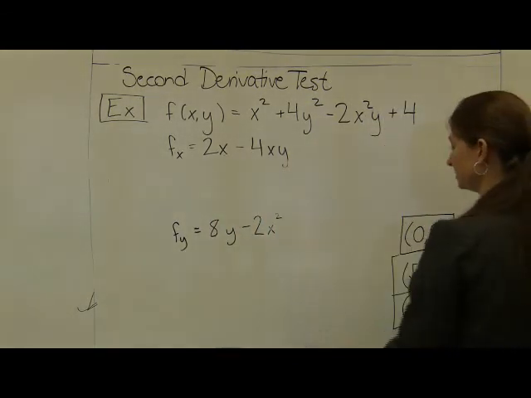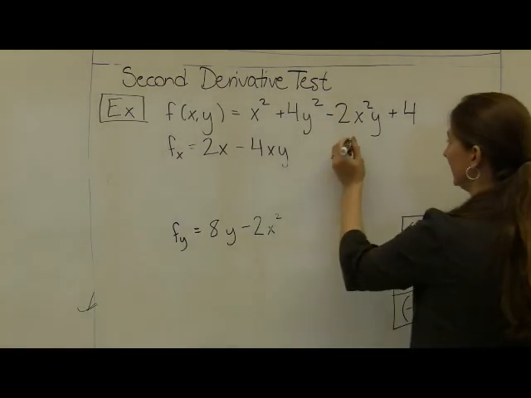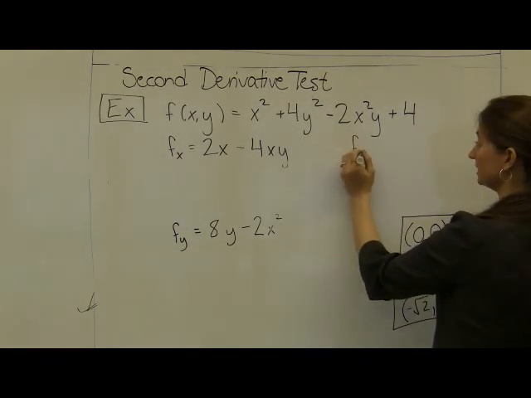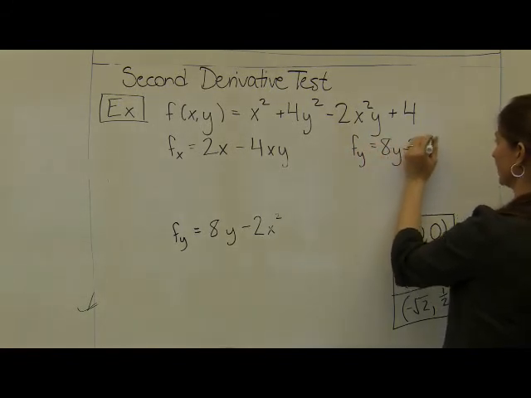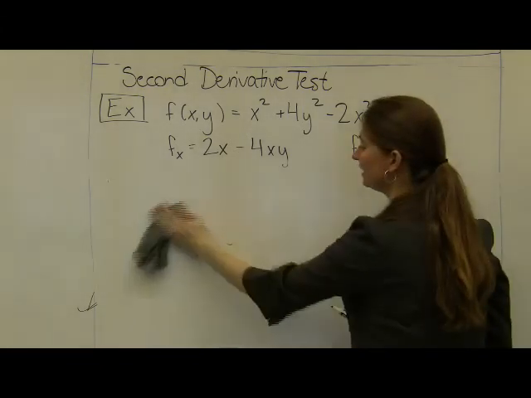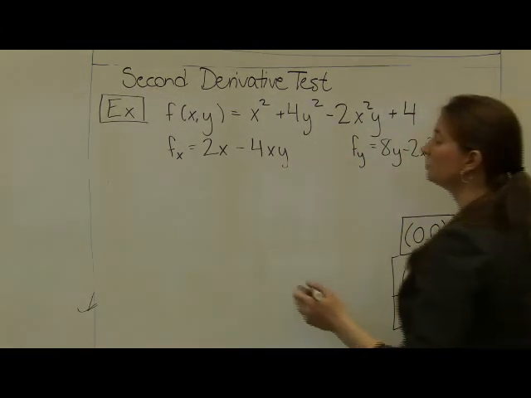So recall, for our second derivative test, we're going to need a number of pieces. We need to have the discriminant first. So I'm going to compute the discriminant. I'm just going to recopy this up here to try to save some space. So we've already found our partial with respect to x and our partial with respect to y, but we need a few more pieces.